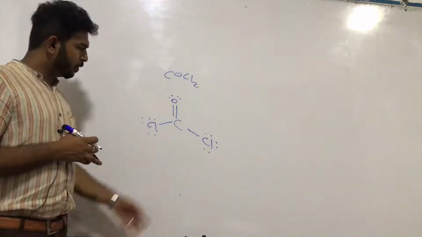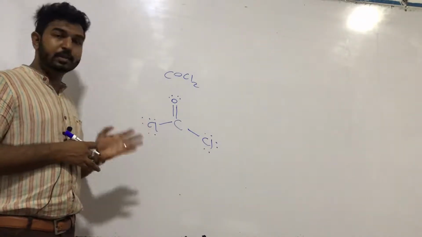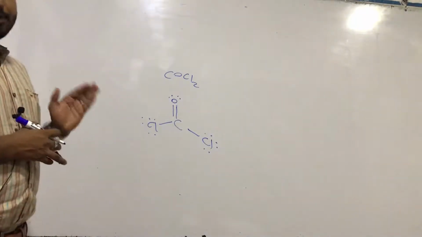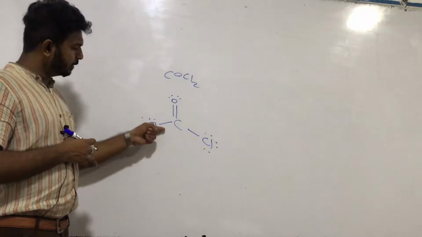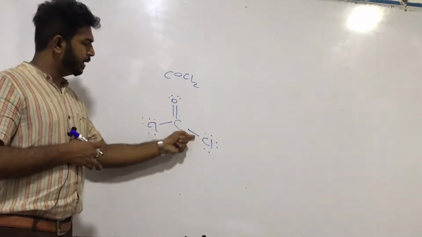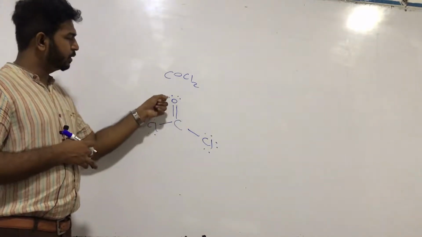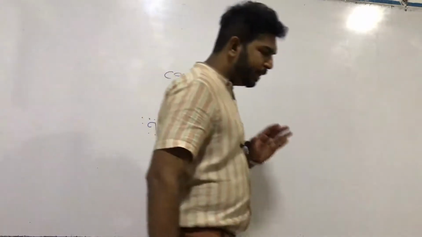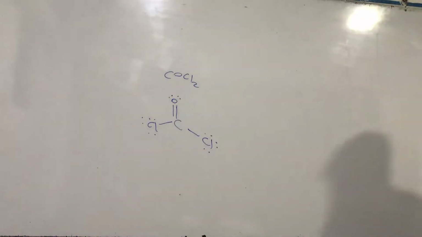So when we consider the molecule, it's stable now. Why is the molecule stable? Because every atom has 8 electrons. When we consider chlorine, 2, 4, 6, 8. Then carbon, 2, 4, 6, 8. Then oxygen, 2, 4, 6, 8. Every atom has 8 electrons fulfilled in this structure, so it's a stable structure.